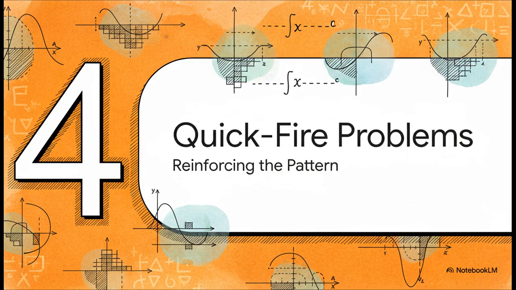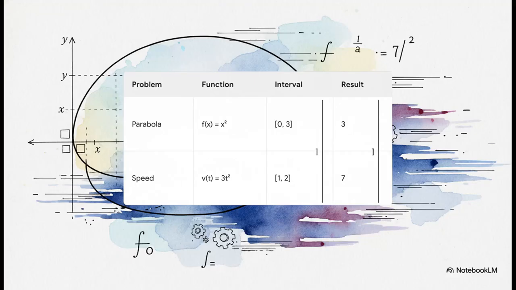Let's run through a couple more quick examples, just to see how this pattern works for different kinds of functions. This is really going to help lock in the process for you. Let's apply our three-step plan again. First up, a simple parabola, x squared, from 0 to 3. We integrate to get the area, then we divide by the width of 3. The result, the average value is 3. Okay, next, let's find the average speed for this velocity function, 3t squared, between 1 and 2 seconds. Same process. Integrate to find the total distance traveled, then divide by the time interval of 1 second. The average speed comes out to be 7. See, it's the same reliable pattern. Doesn't matter if we're talking about shapes or speed.